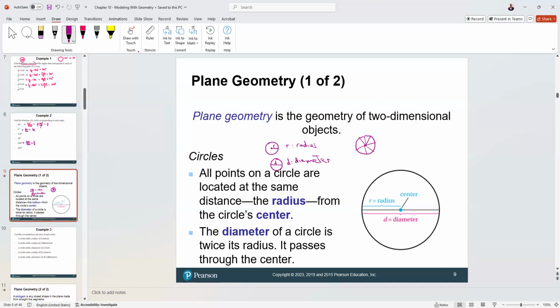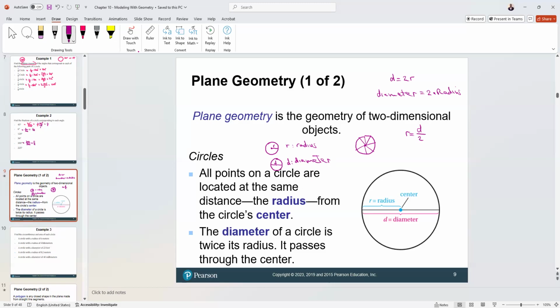So that means the diameter is two times the radius. So diameter is equal to two times the radius, right? Or we can say radius is diameter divided by two. So it's either way you can find it.